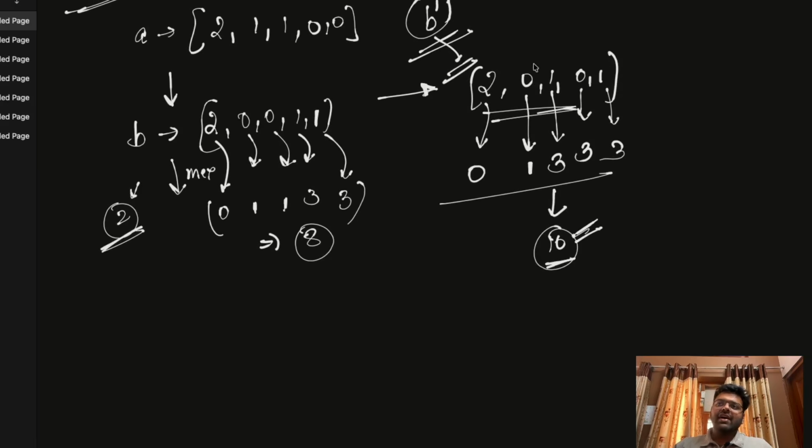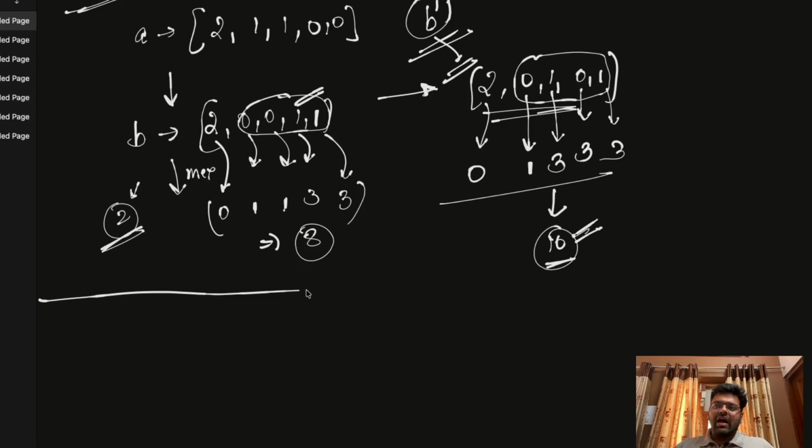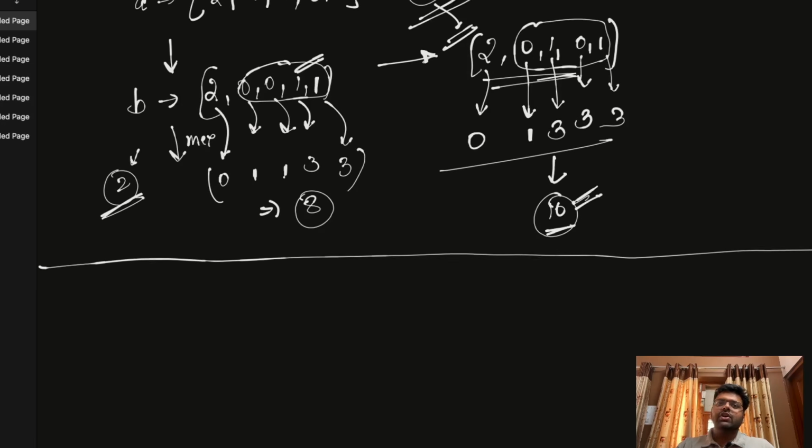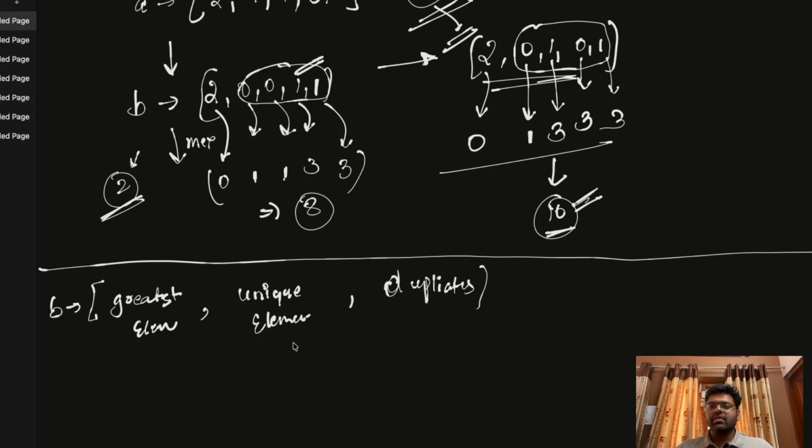Now how do we identify that this particular order is the correct order and this order is not correct? How can we ensure this for each and every B? To identify this, let me give you an intuition. How about if you think your B array should look like the greatest element, comma, unique elements, and comma, duplicates, and assuming these are in sorted order.